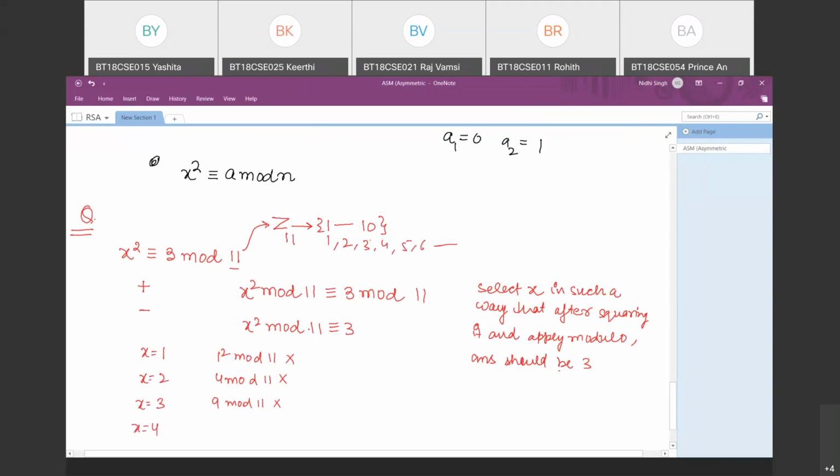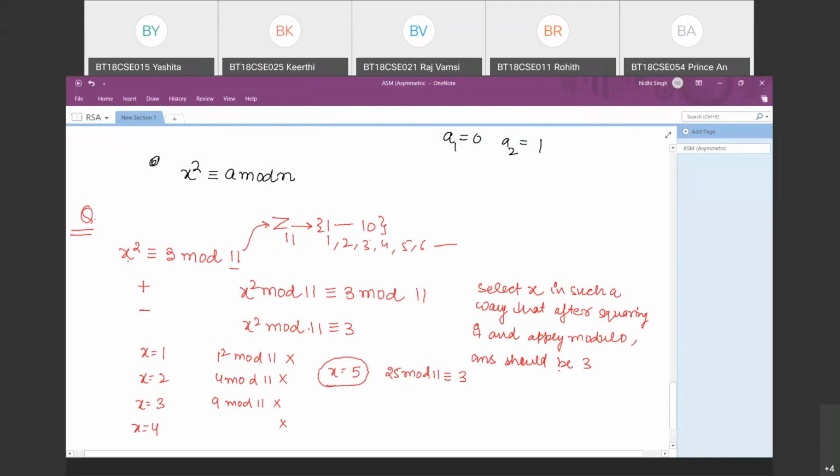4 square mod 11. What is it? 16 mod 11 means 5. Is the answer 3 or not? No. x equal to 5. So 5 square mod 11 means 25 mod 11. Is the answer equal to 3 or not? Yes, the answer is equal to 3. So we can say x equal to 5 is a possible solution.